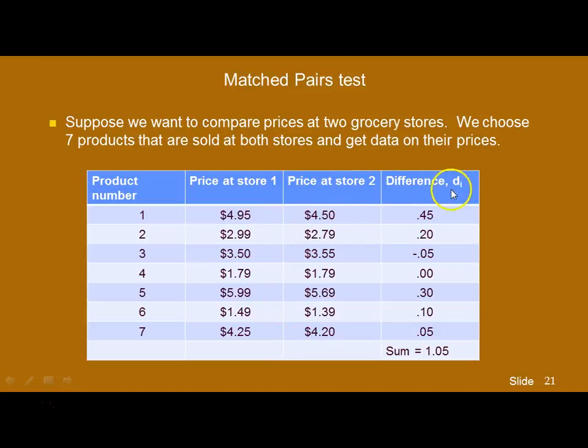What we're going to do now is calculate the sample difference in these prices, d_i. That is, we're going to take price 1 minus price 2. $4.95 minus $4.50 is a difference of 45 cents, etc. The nice thing about this approach is now we've taken these two variables and we've pretty well condensed it to just one. It's going to be very similar to doing statistical inference on a single variable.